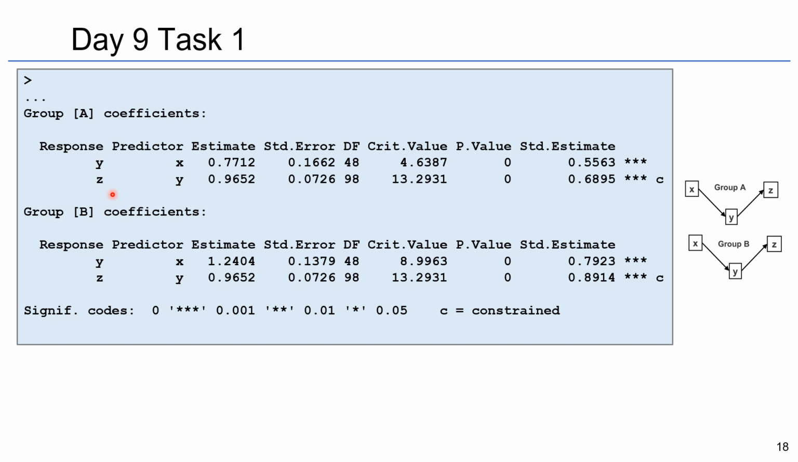And the unconstrained paths from X to Y are different between groups because interactions are included in the submodels. Also, it's important to say that the standardized coefficients do differ for each group, even though the paths are constrained. So these raw estimates are the same here for the constrained paths, but the standardized estimates differ. And this is because the variances differ between groups when we standardize them.